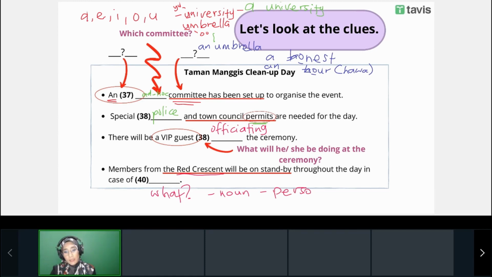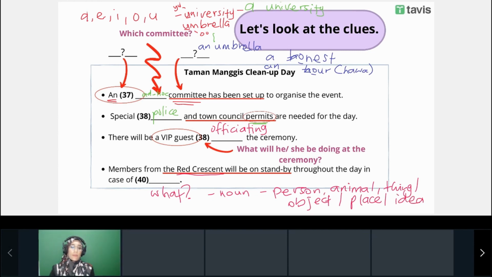I would say person, animal, thing, or object, or places, or idea. Okay, make sure you know what is a noun, because that is your third keyword for today. Third keyword for today is a noun. All right. So members of the Red Crescent will be on standby.